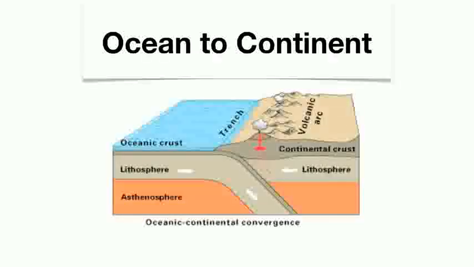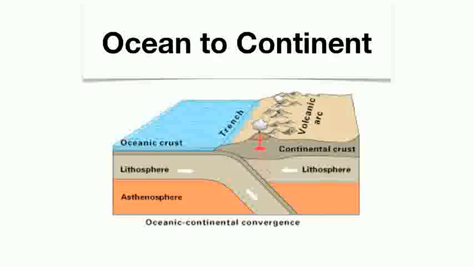Our convection cells are going to take our oceanic crust on the left, and they're going to cause the continental crust on the right to collide with each other. Because of the density differences, your oceanic crust is going to move underneath your continental crust. It's going to plunge into the earth. That's what we call subduction. During the subduction process, there's a tremendous amount of friction, so you're going to get some very strong earthquakes.